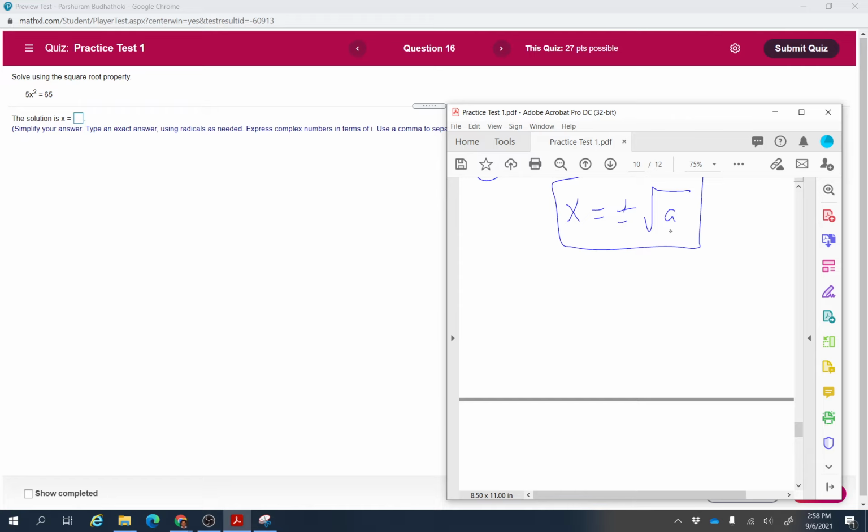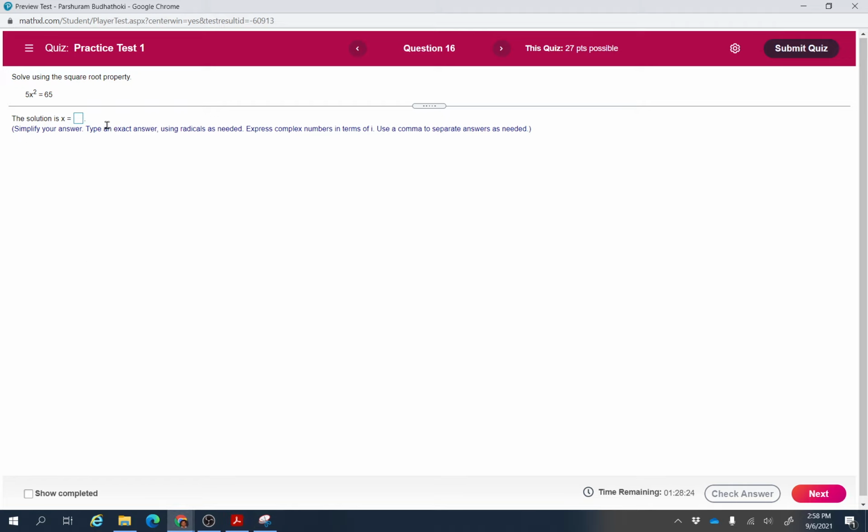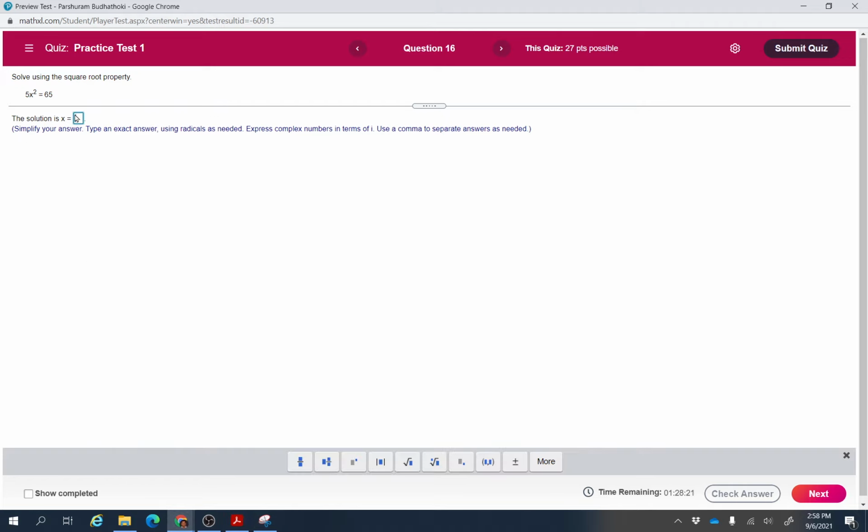In this case, it is 5x squared equals 65. So we just need a square thing on the left side. 5 doesn't have a square, so we're going to just divide both sides by 5. So it will give you x squared is equal to 13. By using this property, we can say that x is plus and minus square root of 13. After finding this, read the instructions: type an exact answer using radicals as needed. Express complex numbers in terms of i, use a comma to separate answers as needed. So one is square root of 13, another one is negative square root of 13.